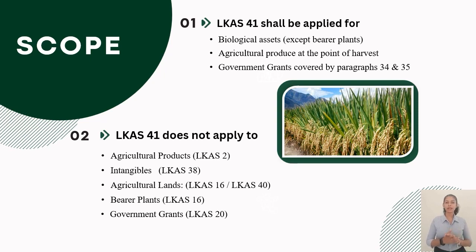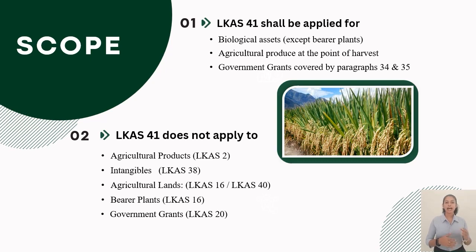Then, if a plant or animal produces the harvest, it comes under bearer. As an example, the mango tree used to get mangoes until it dies. Therefore, bearer plants are coming under LKS 16, which is property, plant and equipment.